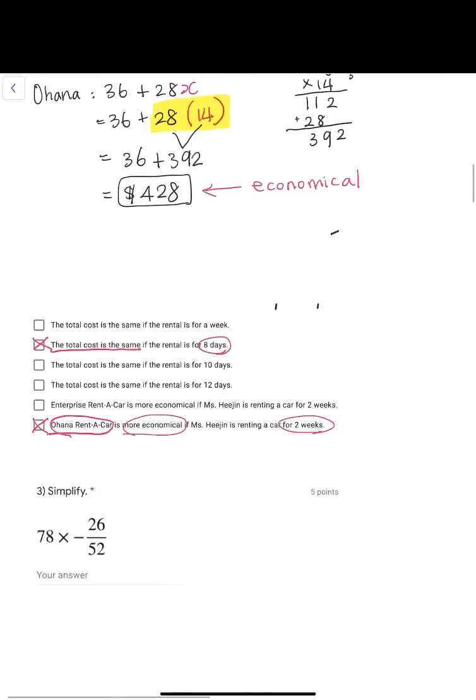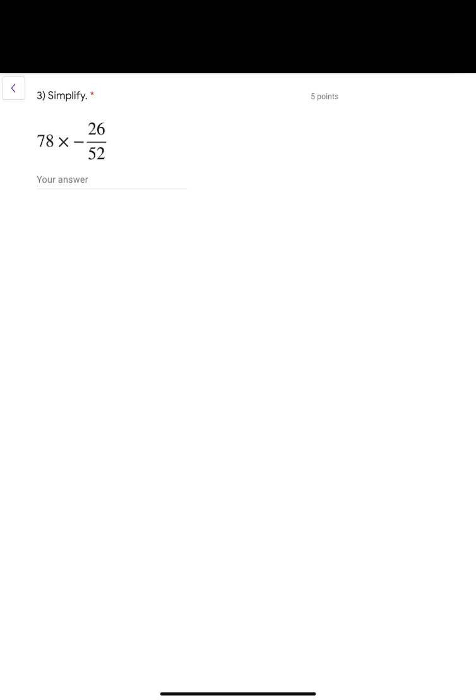Okay, so let's move on to number 3. Number 3 says simplify. Now when you see a negative sign, you want to take care of that first. And we draw the invisible positive sign operation over here. So positive times negative is negative. So we're going to take care of that first. So you have negative. I'm going to rewrite this problem. So 78 is 78 over 1. I'm going to change that to a fraction, times negative 26 over 52.